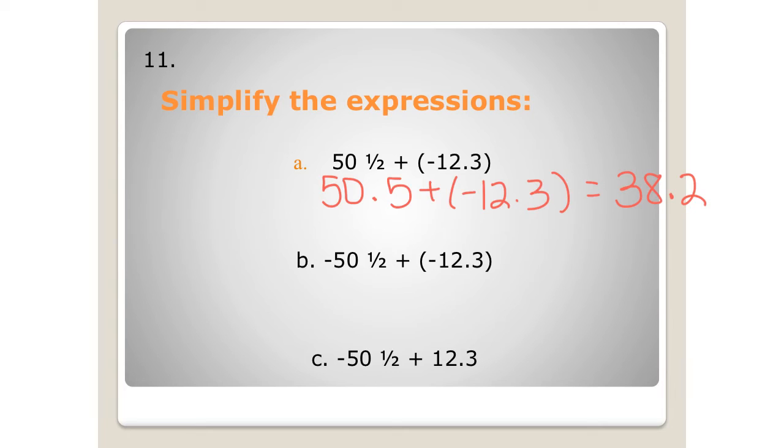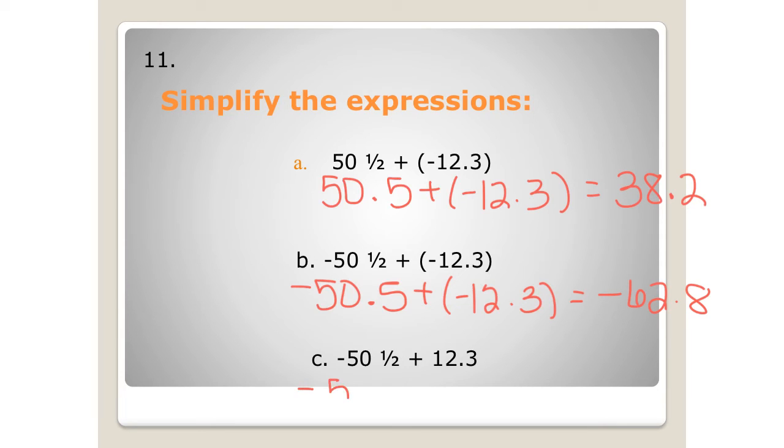Part B, negative 50.5. Well, let's change that into a decimal. Negative 50.5 plus negative 12.3. Signs are the same, so I'm going to keep my sign, and I'm going to add them together, and I'm going to get a negative 62.8. C, change it up again. Negative 50.5 plus 12.3, and I get a final answer of negative 38.2.